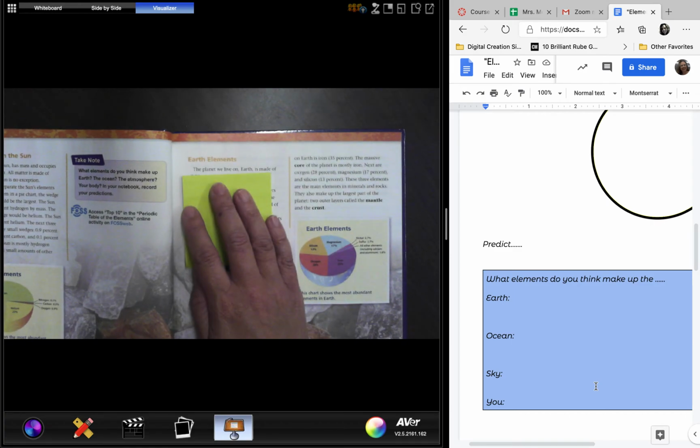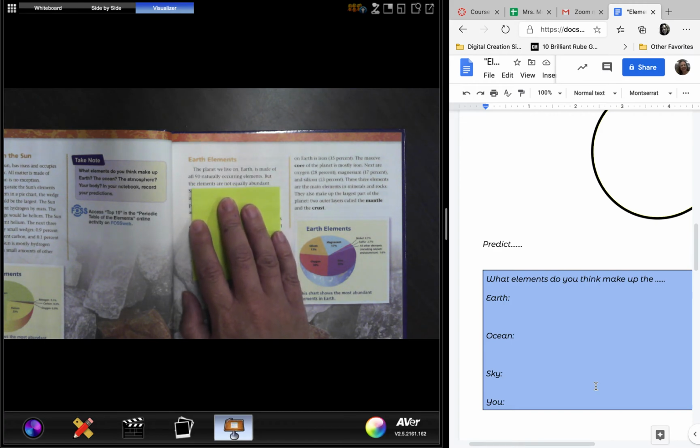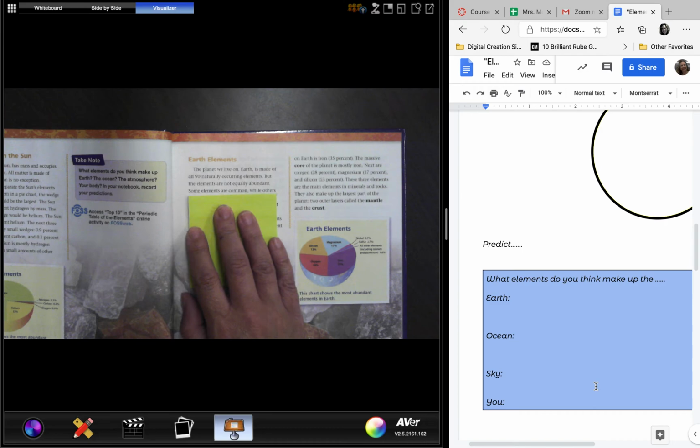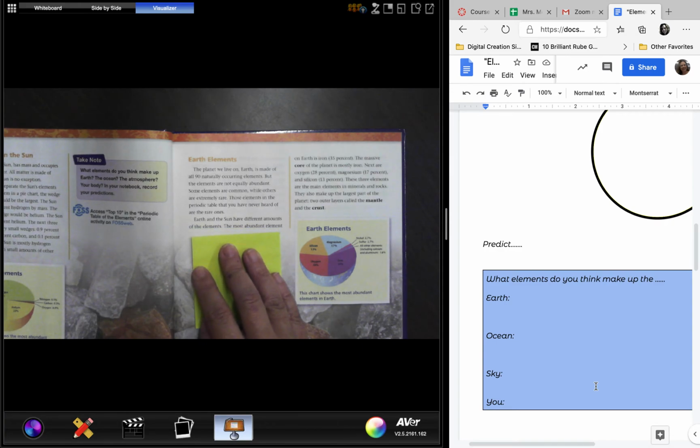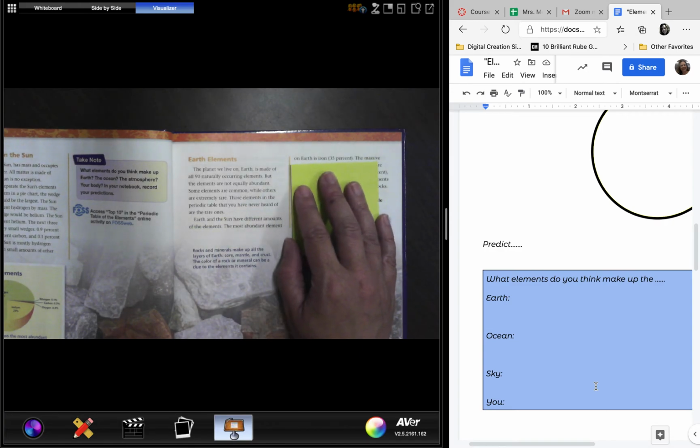The planet we live on, Earth, is made up of 90 naturally occurring elements, but the elements are not equally abundant. Some elements are common, while others are extremely rare. Those elements in the periodic table that you have never heard of are the rare ones. Earth and the Sun have different amounts of the elements. The most abundant element on Earth is iron, 35%. The massive core of the planet is mostly iron.